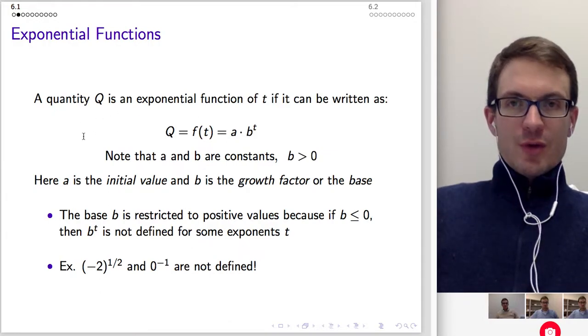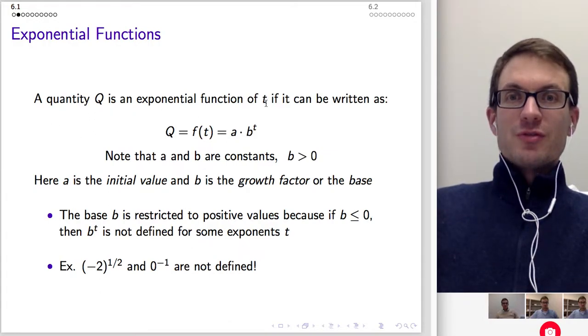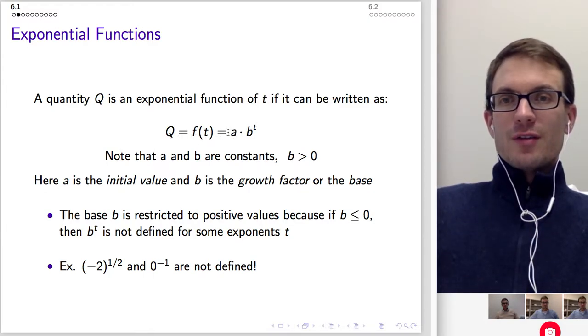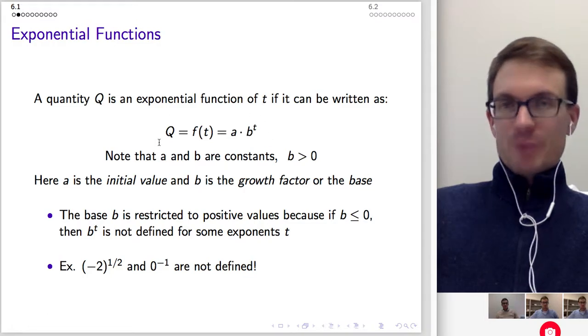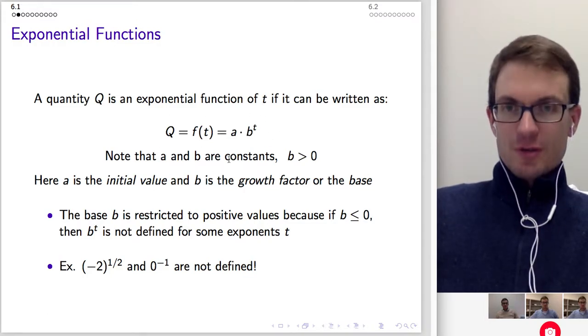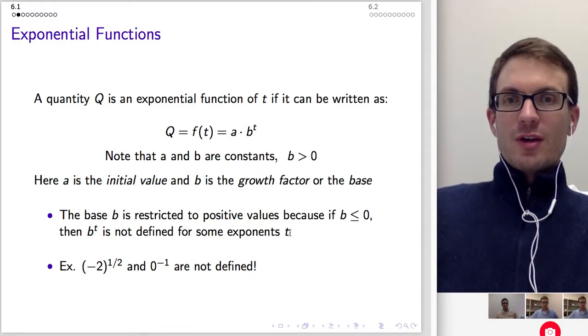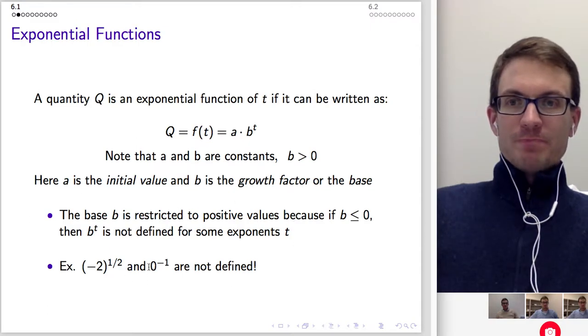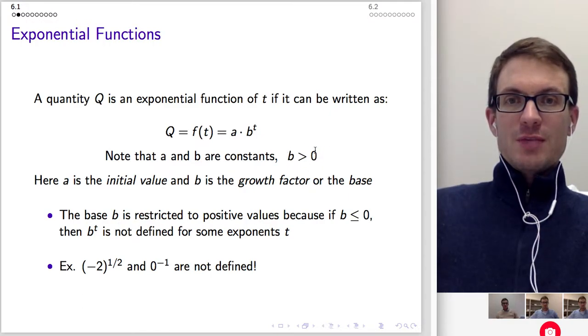So continuing on, a quantity q is an exponential function of t if it can be written as q equals f of t equals a times b to the t. This is our definition from the previous page. We have our initial value, we have our growth factor. Now let's talk about this a little bit more. We have a comment about the base b. It's restricted to being positive values, right? Base b has to be positive.